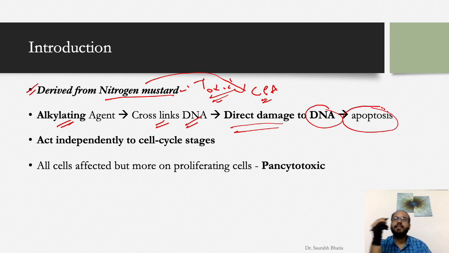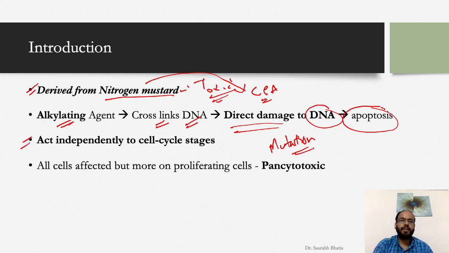Now remember that a cell needs DNA to survive, and if the DNA is damaged, it will not proliferate, it will not be able to carry out its routine function, and there will be control mechanisms which will lead to cell death. So any damage to DNA is what is known as mutation, and a mutated cell cannot be allowed to survive, and thus the cell dies.